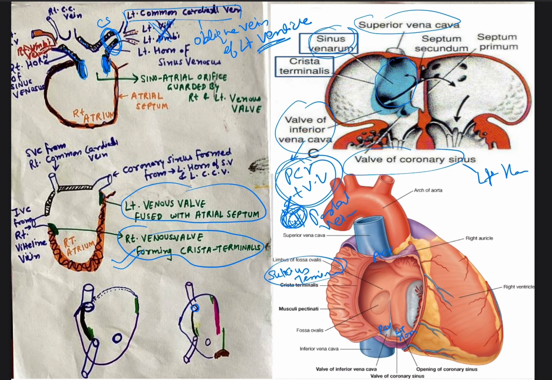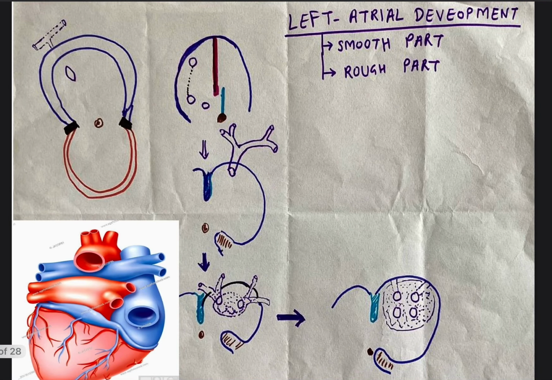These are three openings. You are aware, this is the SVC opening, this is the IVC opening, and this is the coronary sinus opening. I have explained. Now we are going to discuss left atrial development. The rough part is simple, developed from the primitive atrium. How does the smooth part develop? This is the question. What is this? These are pulmonary veins, four pulmonary veins, 1, 2, 3 and 4.